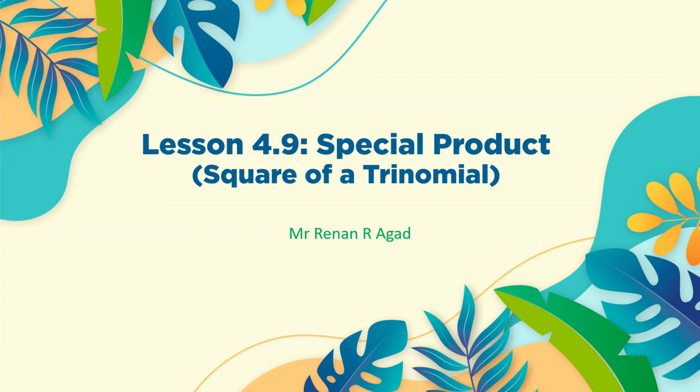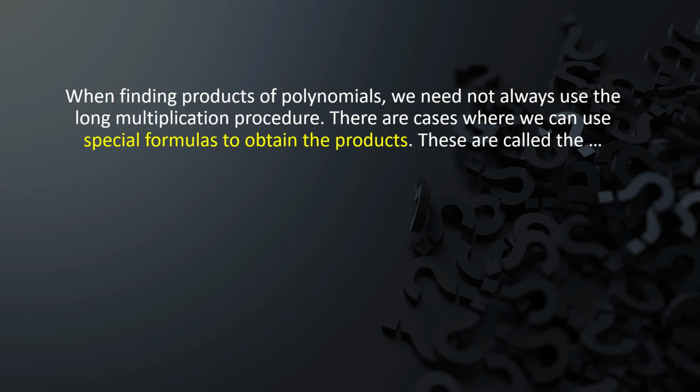Special product. This is already the last special product. By the way, just a short recap. Special product is intended for a shorter way to obtain the product of two polynomials. So instead of using the long multiplication procedure through distributive property, we can use special products in certain circumstances. So it's not applicable for any given. So it must fit into the condition provided to us by each of the special products.